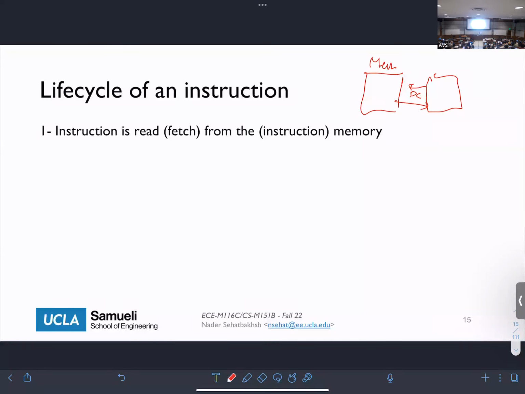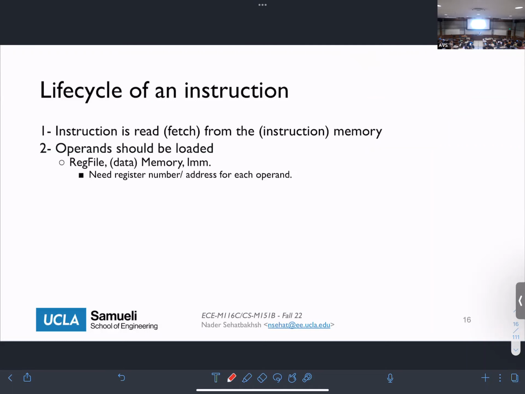For now, let's assume that when we are referring to instructions, we call it instruction memory, and when we are referring to data, we call it data memory. In reality, they are the same thing, but to make things simpler, think of the instructions and data as stored in two different physical parts of the memory. So the first thing is fetching it.